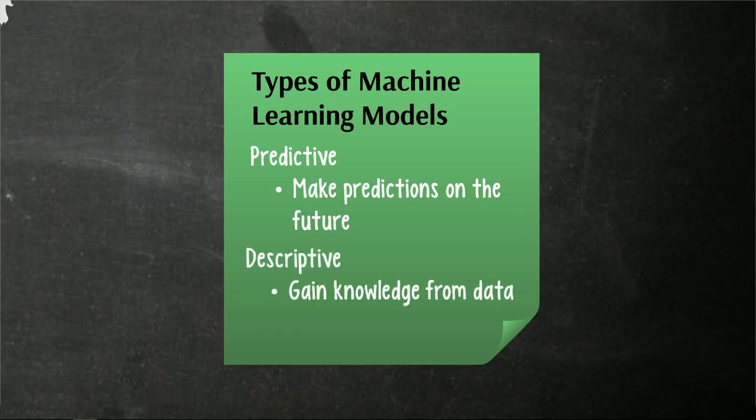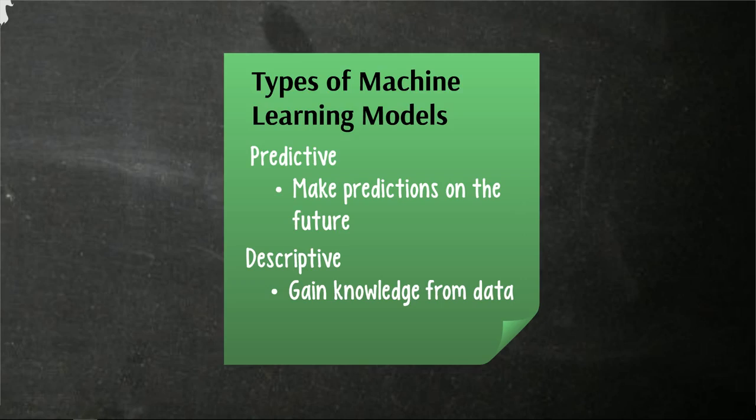So the second class of machine learning models that we'll talk about are descriptive models. And these are simply trying to gain knowledge from data. And so this sounds more like our general definition of machine learning that we just gave in the previous slide. However, in descriptive models, the difference is that we're not going to have an expected output necessarily.